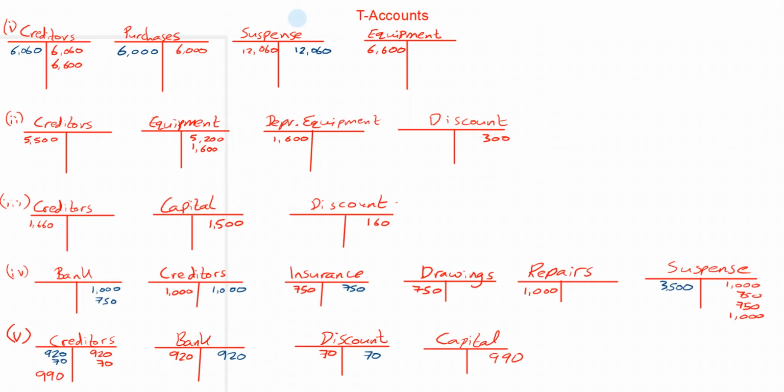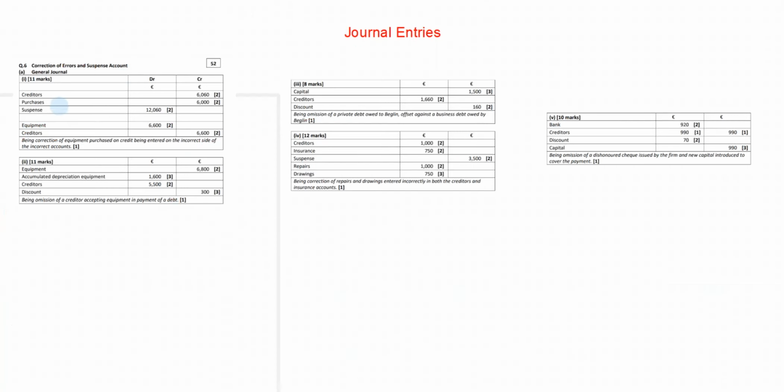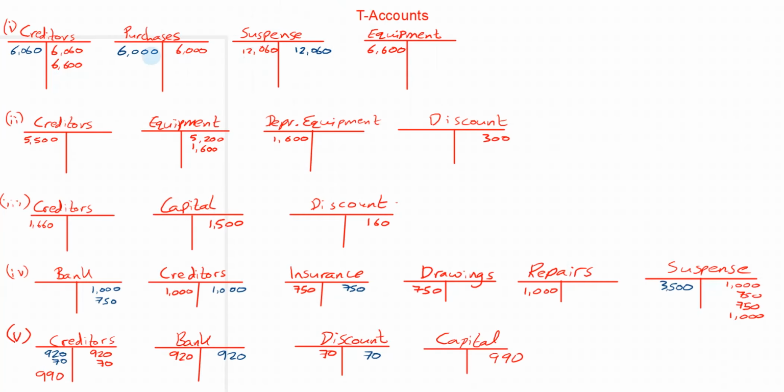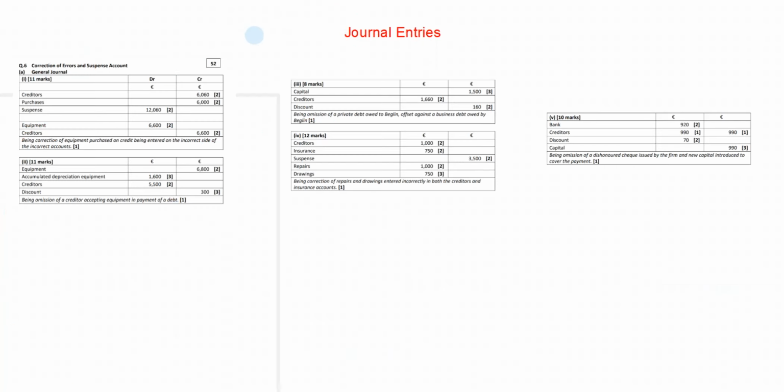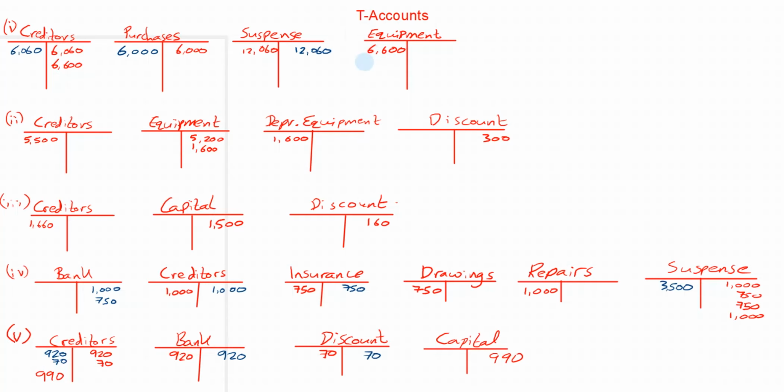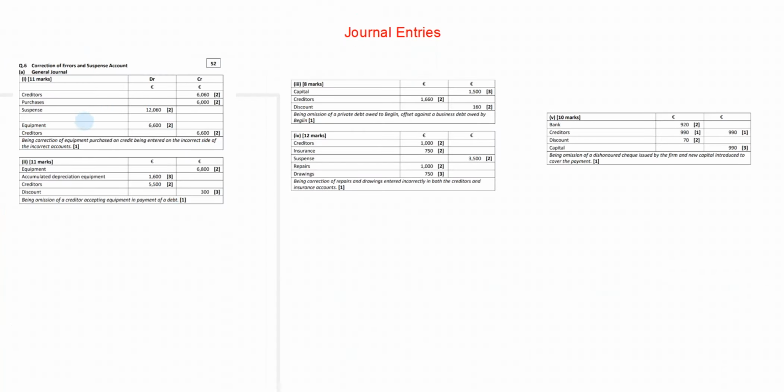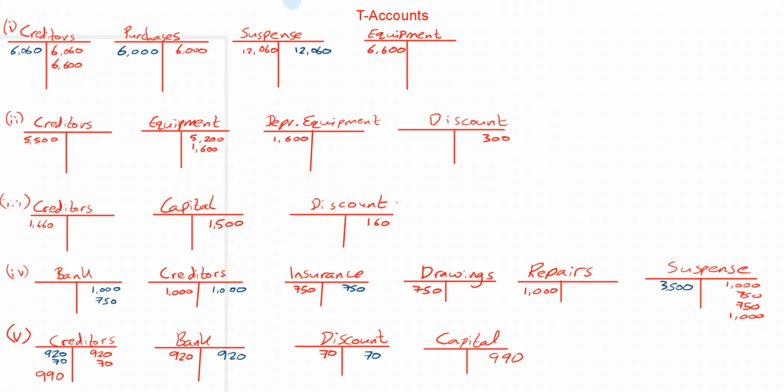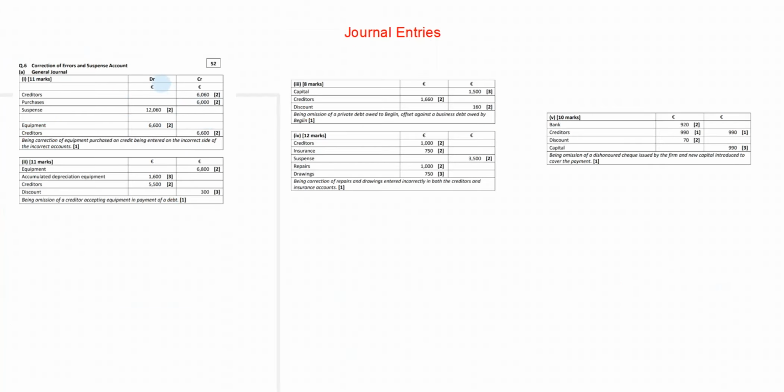So we have creditors 6060, so we see 6060 here for creditors. Purchases 6000, so purchases red 6,000, suspense 12,060, 12,060 in red. Then 600 on the debit side, 600 creditors, credit side, 6,600 equipment on the debit side. Perfect.